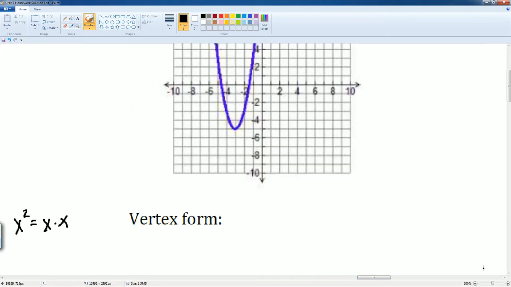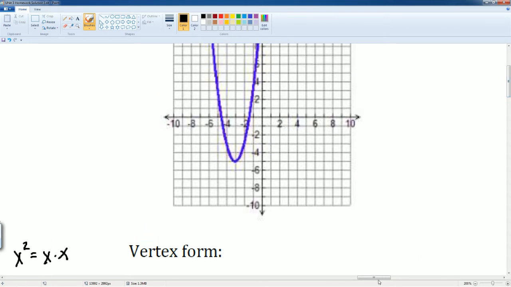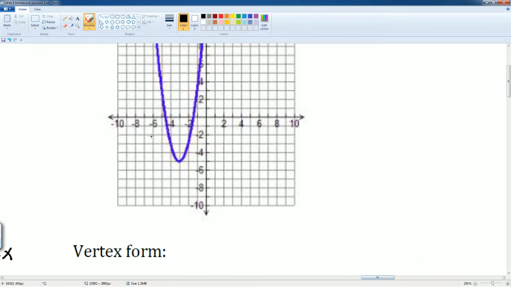Let's do part B here. All right, well, we know that we need to grab the vertex. So the vertex looks like this is (negative 3, negative 5). It opens upwards, so a is equal to positive.